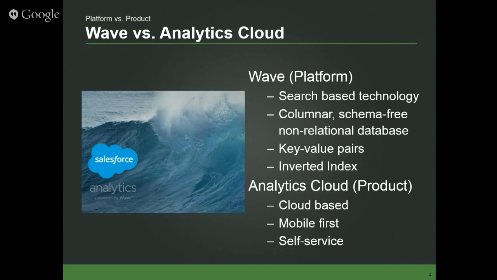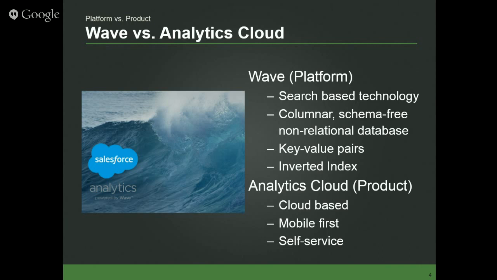How is it different than maybe traditional databases? Well, it's search-based technology. It's not a database like SQL Server or Oracle. It's more similar to Hadoop. It's columnar, schema-free, and non-relational. Everything gets stored in key value pairs, so your data and your value get stored together. And it's an inverted index. Think of the index in the back of a book that tells you, if you look for a particular word, this is what page it's on. That's the way the database behaves inside of Wave.